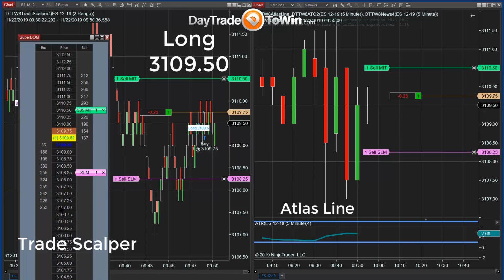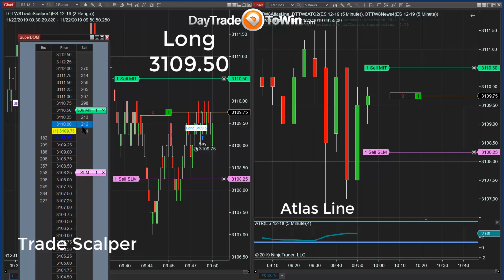A market if touched also has a drawback because once it touches my MIT, you could have slippage. Typically a tick of slippage, or you can get the exact price, or you can get a better price, but it converts itself into a market order. So there's a disadvantage to having an MIT, and there's a disadvantage to having a limit.